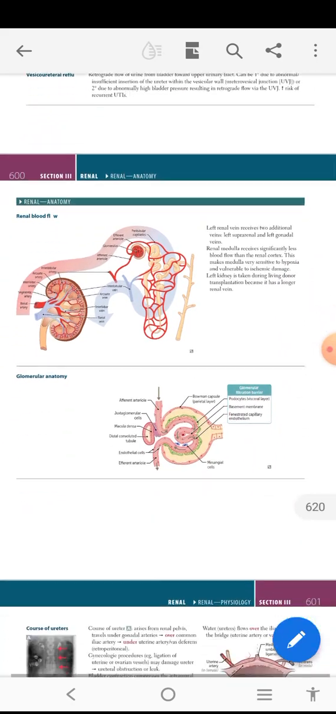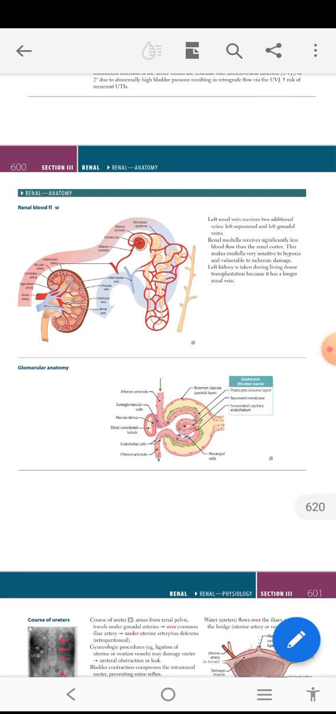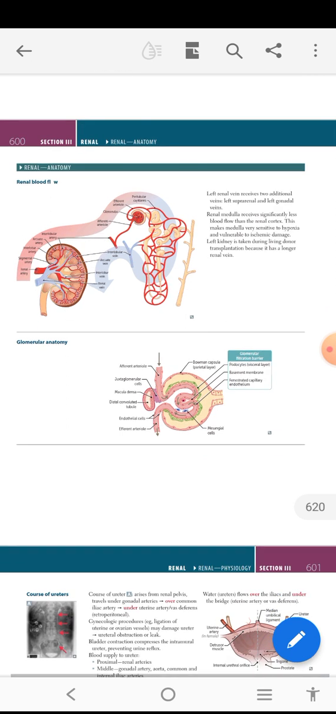Now, the renal anatomy. So, first one is renal blood flow. So, left renal vein receives two additional veins, which are from the left suprarenal and left gonadal veins. Renal medulla receives significantly less blood flow than the renal cortex. This makes the medulla very sensitive to hypoxia and vulnerable to the ischemic changes. Left kidney is taken during the living donor transplantation because it has a longer renal vein.